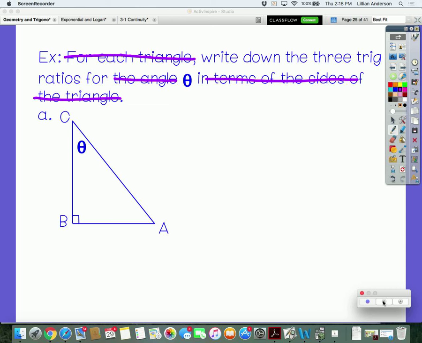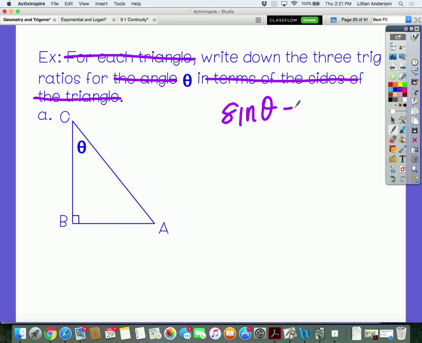I want you guys to do it again on your paper, in your notes, on your notebook paper. Do this now. So you're writing down the three trig ratios. So you need three trig functions. What are the three trig functions? Sine, cosine, and tangent. Everyone should have a theta beside each one of these, because it's sine of an angle, cosine of an angle, tangent of an angle. You need to know what your sides are.